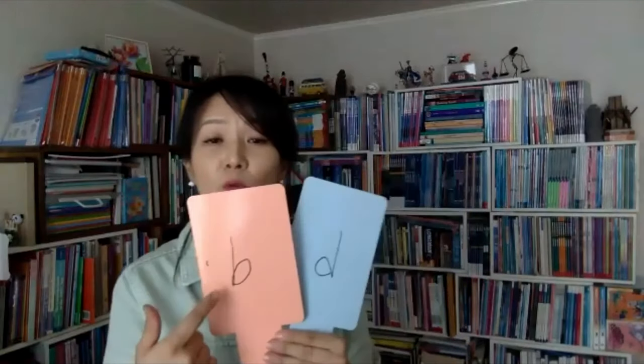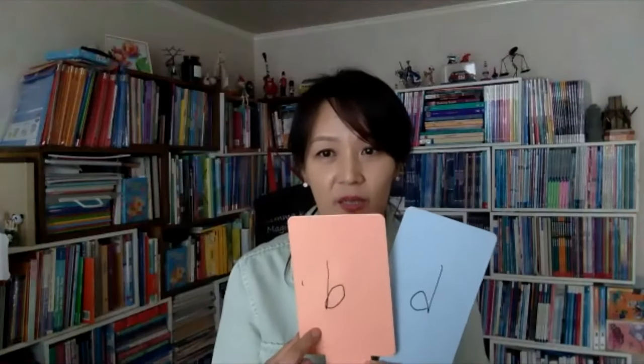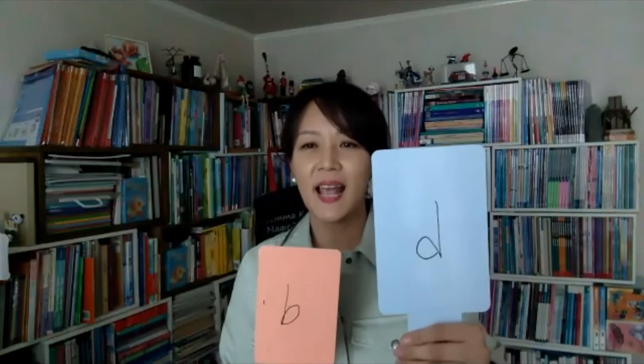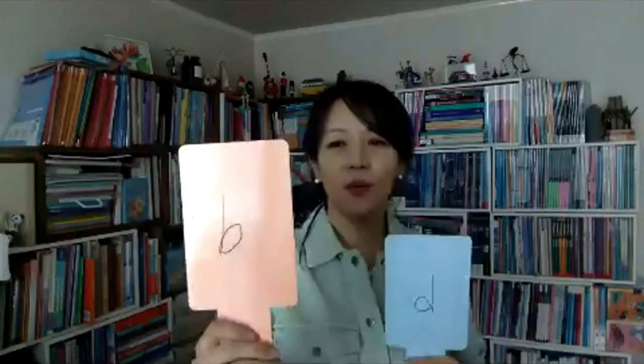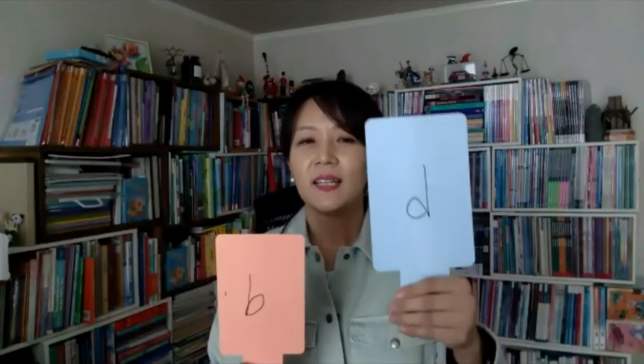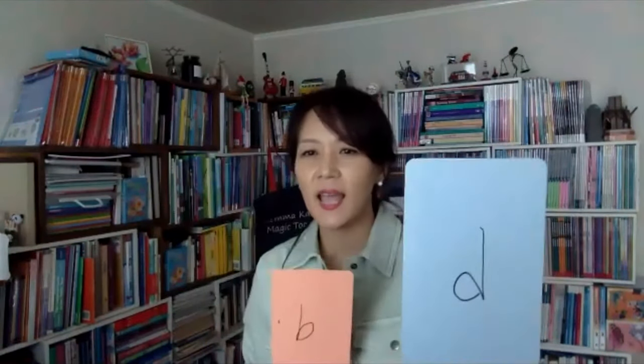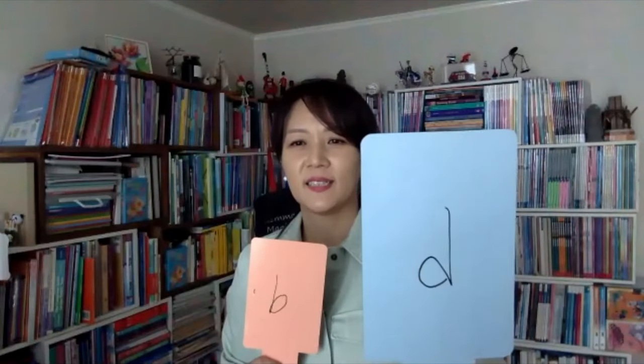Let me change this B to book. What is B? Book. How about D? Desk. Book. Desk, book, desk, desk, book, desk, book, book, desk, book, book, desk, book, desk, book, book, desk.